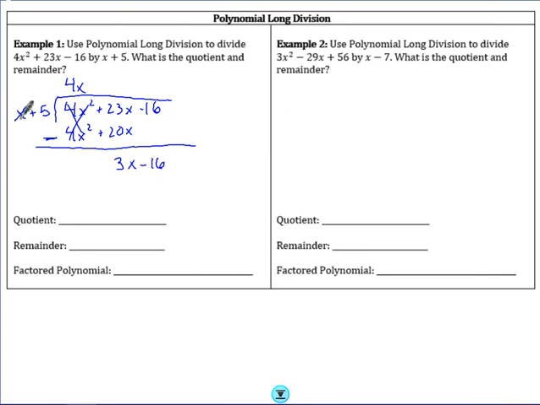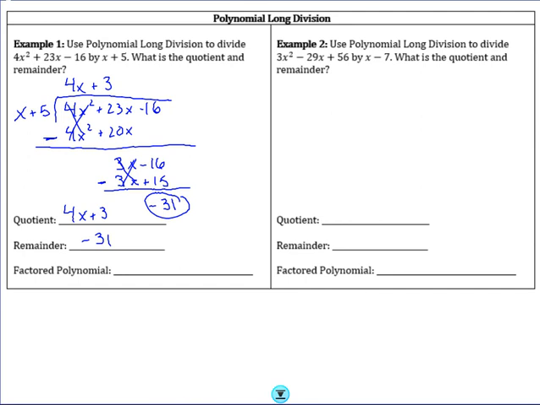Okay, so now I'm looking at x going into 3x, and so I'm going to multiply there by 3. 3 times x is 3x. 3 times 5 is 15. Okay, and remember that we are subtracting here, so 3x minus 3x would cancel out. Negative 16 minus 15 is going to be negative 31, and that's going to be my remainder. Okay, so 4x plus 3, and then negative 31 is my remainder.